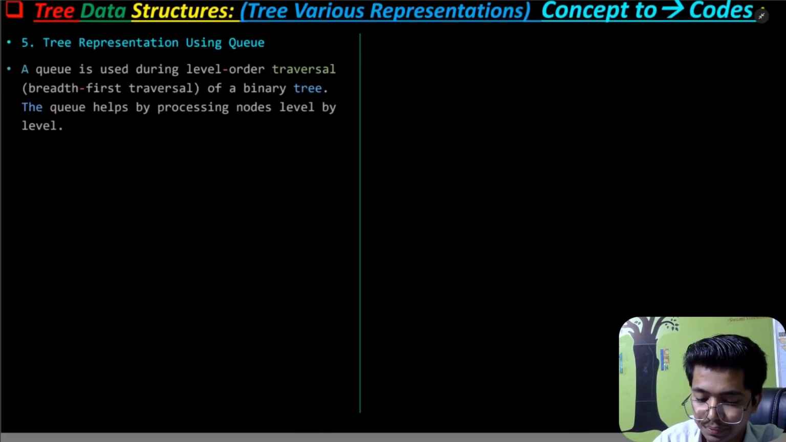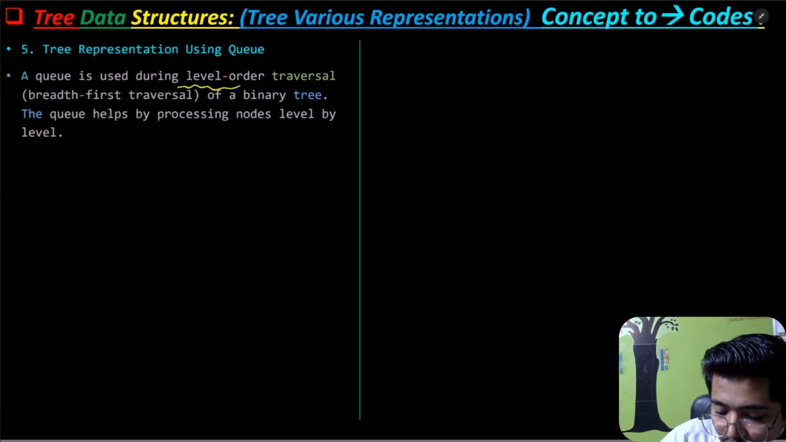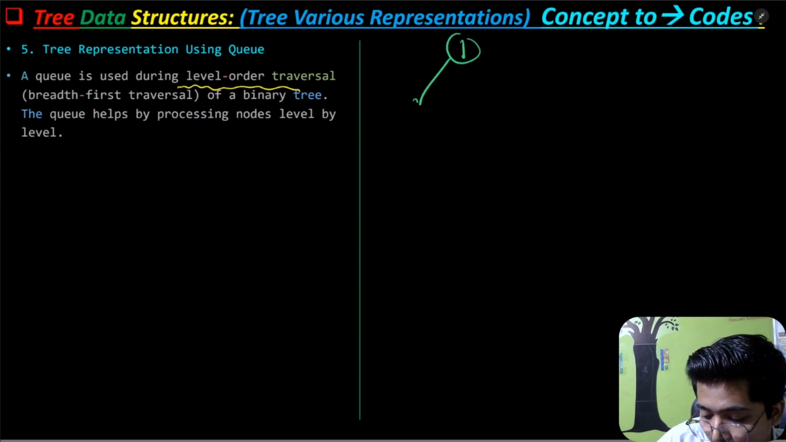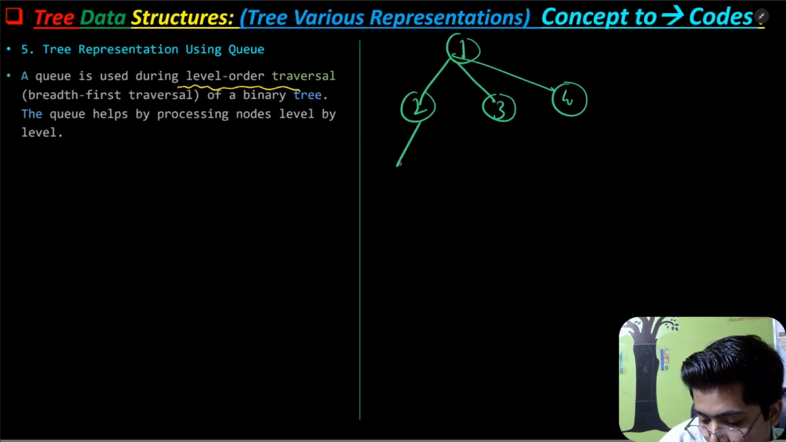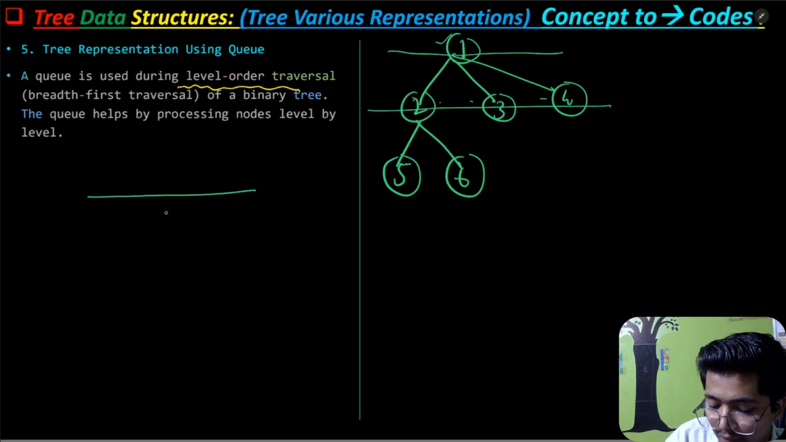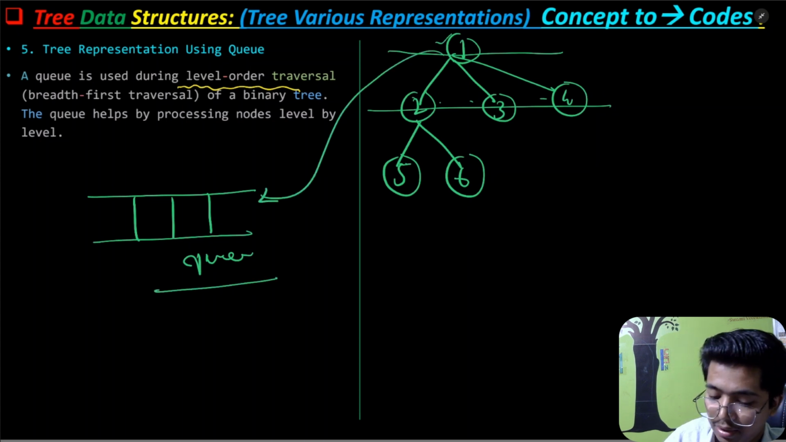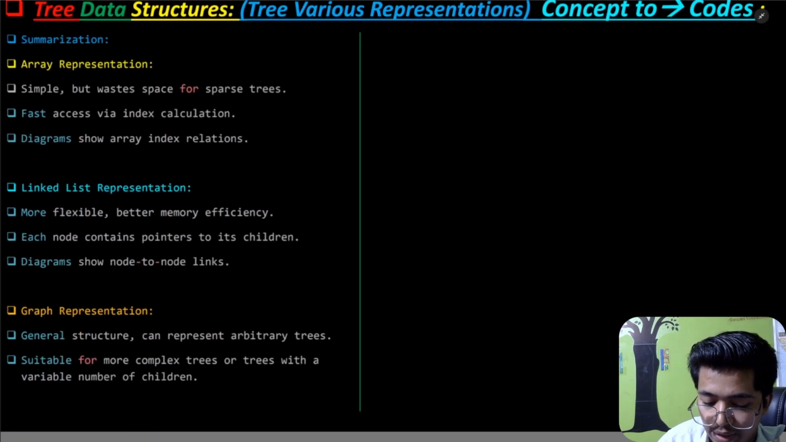So this is the representation of stack. Now the queue that we use during level order traversal. Suppose we have a tree 1, 2, 3, 4, 5, 6, and we want to insert the elements level by level, first 1, then 2, 3, 4, etc. For that we use a queue, that type of structure, and we insert the tree nodes in the queue structure.